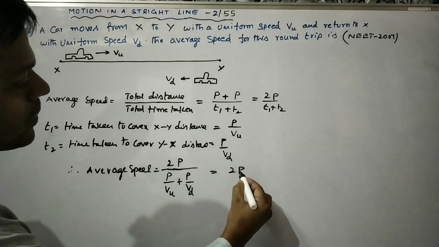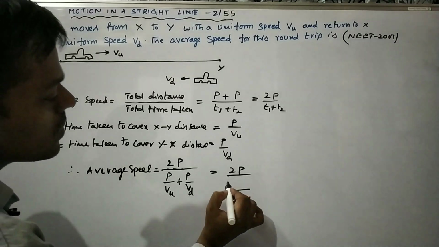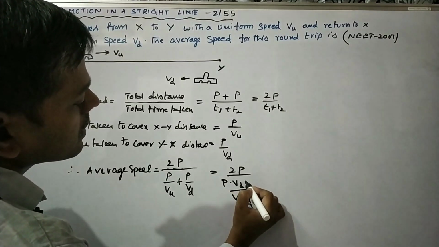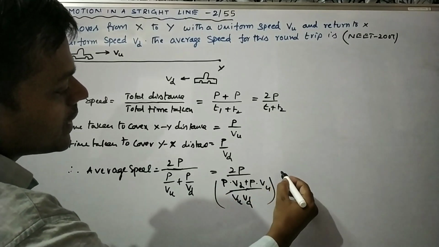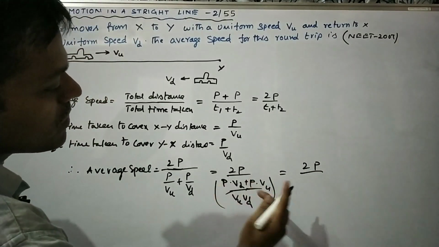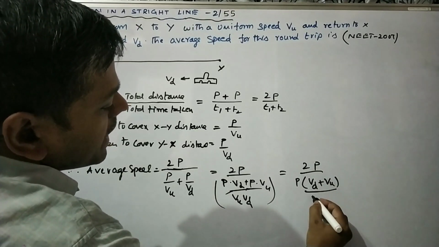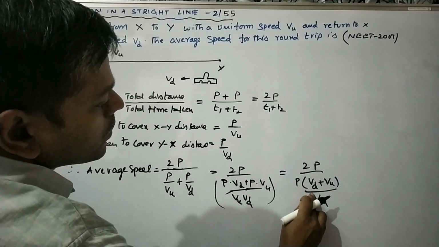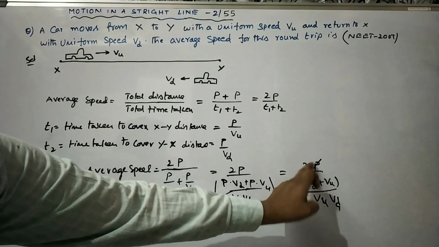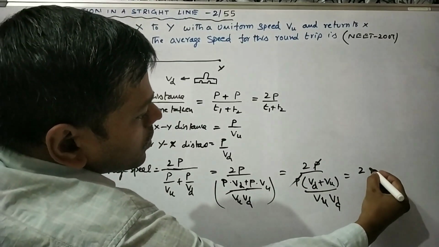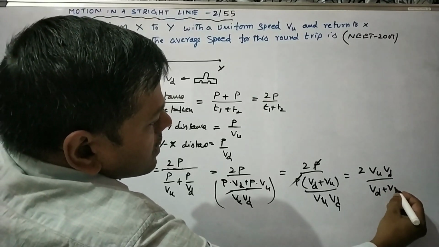Simplify it. 2p by, taking vu vd as LCM, p into vd plus p into vu. It equals 2p by, taking p common, p into vd plus vu, by vu into vd. So this p is cancelled. Now vu into vd goes to the numerator. So we get 2 vu vd by vd plus vu.